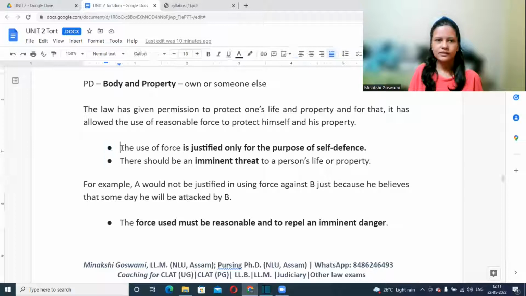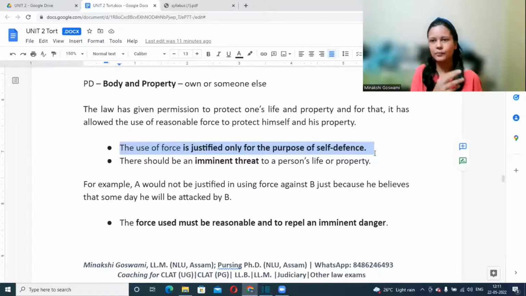Okay. So the use of force is justified only for the purpose of self-defense. Like I said, I should not be running behind the person, beating him and everything. It should be enough for the purpose of defense. If the person already escaped, I should not run behind him. Rather, I can file a complaint.